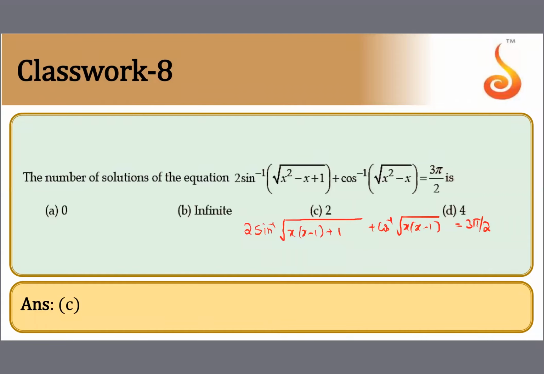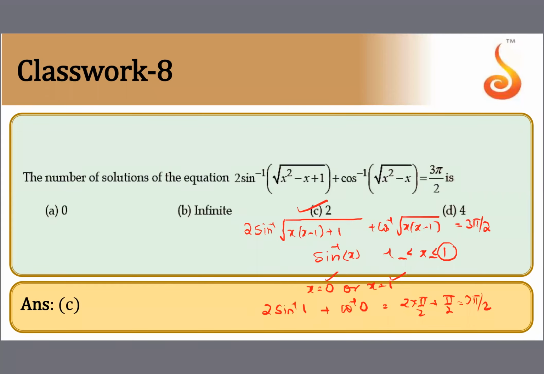Observe here very carefully. Sine inverse of x, x lies between minus 1 and plus 1. The maximum value is 1. So it is only possible when x equals 0 or x equals 1. So 2 sine inverse 1 plus cos inverse 0 will give you 2 into pi by 2 plus pi by 2, which will give you 3 pi by 2. So two possibilities are there, 0 and 1.